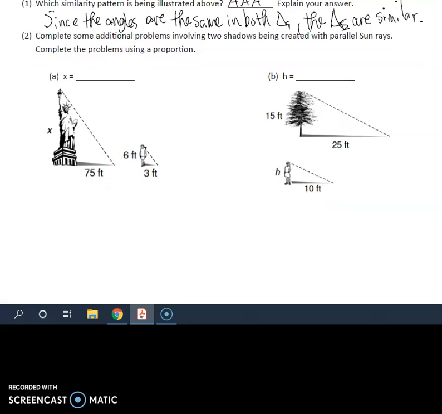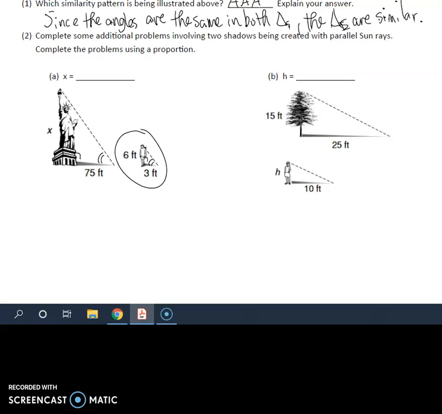So a lot of the problems we're going to be dealing with in this first section involve shadows. And so again, we're going to assume that the objects, the people, the buildings, trees, whatever, are basically creating a right angle with the ground. The shadows themselves, assuming that they're fairly close to each other, the person or the objects, those two angles are going to be the same. And then the angle at the top of the object will make the third angle.